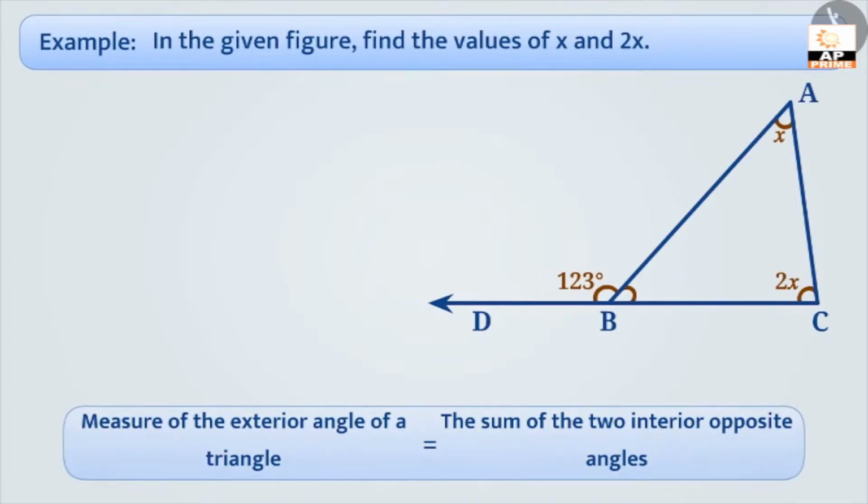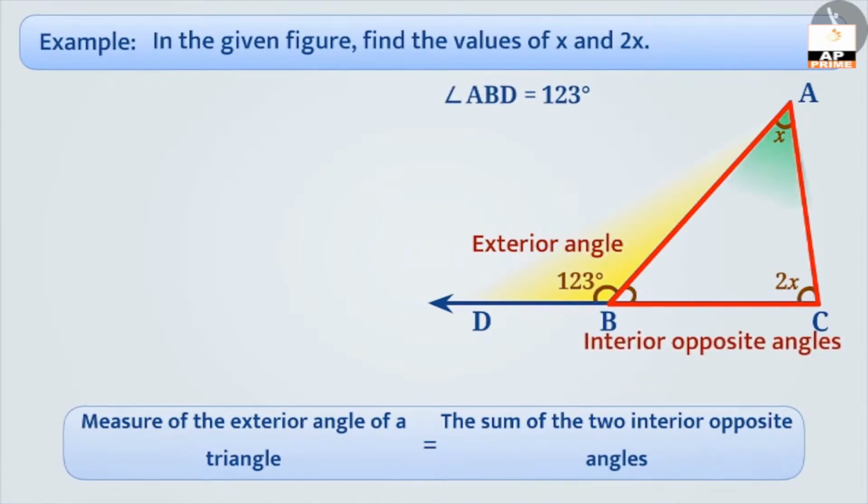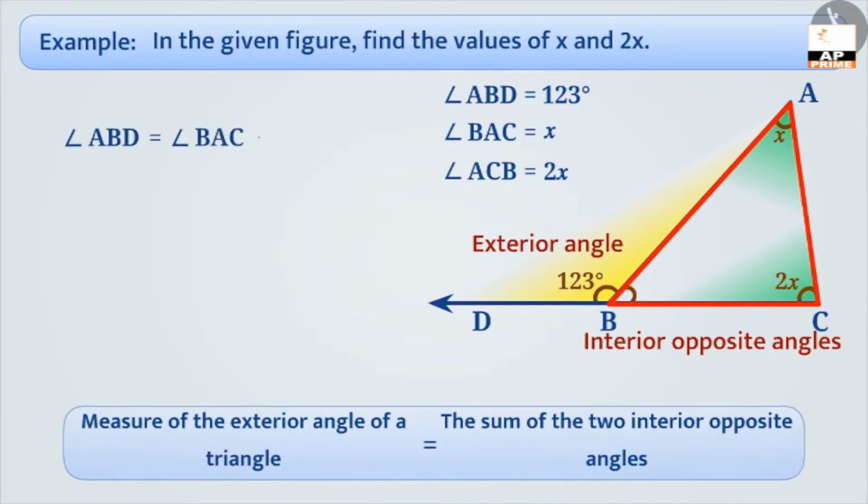Here we can see that angle ABD is the exterior angle of triangle ABC measuring 123 degrees, and the interior opposite angles to this angle are angle BAC and angle ACB. Here the measure of angle BAC is x and the measure of angle ACB is 2x. From the exterior angle property of a triangle, we can write angle ABD is equal to angle BAC plus angle ACB, which means 123 degree is equal to x plus 2x, which means 123 degree is equal to 3x.